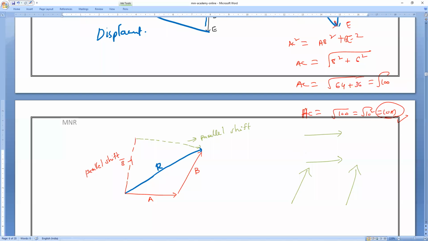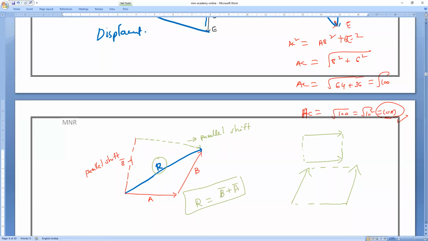Is it right or wrong? So this is what we can say is the parallel shift, and this is the parallel shift of B. Now if you notice, the resultant R is equal to the parallel shift of B plus the parallel shift of A.